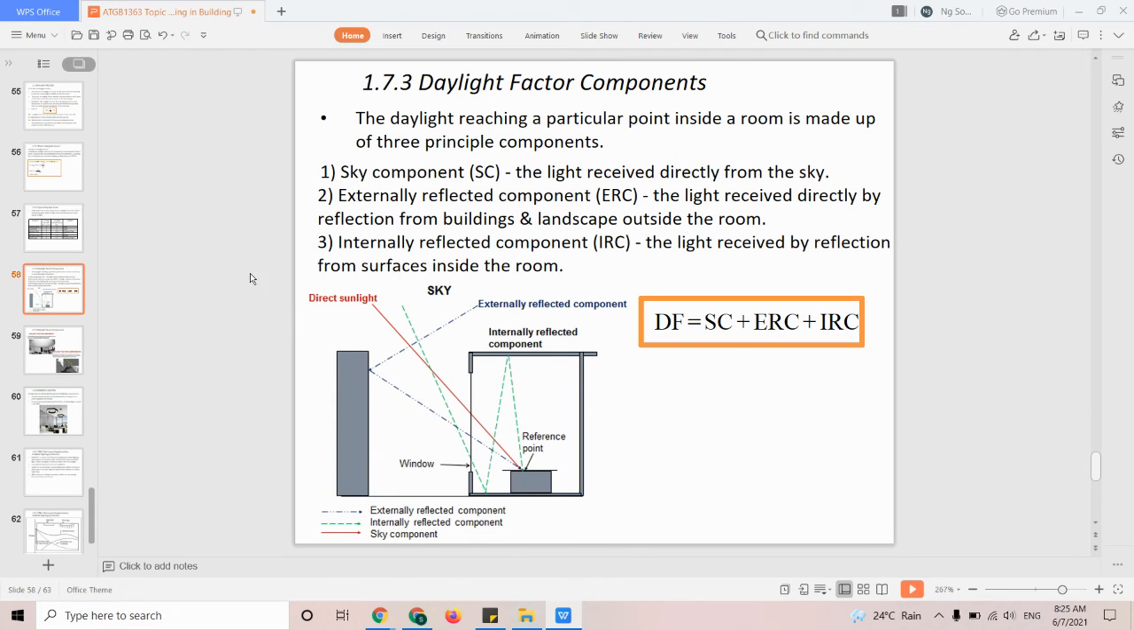So direct sunlight will be pretty direct, meaning if you have a big window and you're not obstructing it with any internal or external control, you don't have any curtain, then it will just come into your point of reference, meaning the area where you want the brightness to be. So these three components are the main factors in how much sunlight is coming into your room.